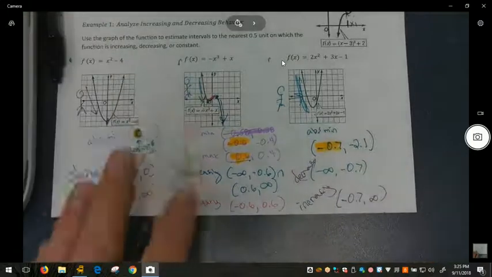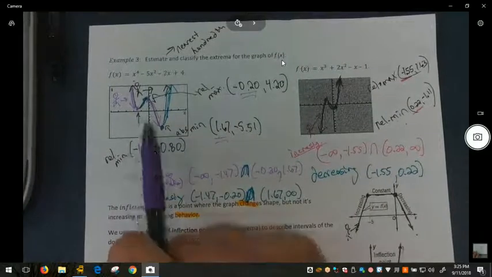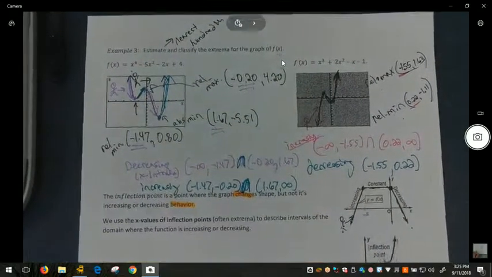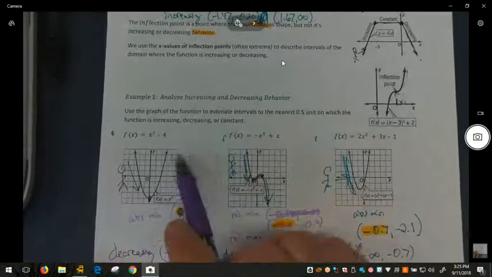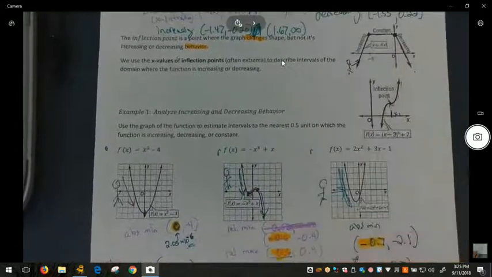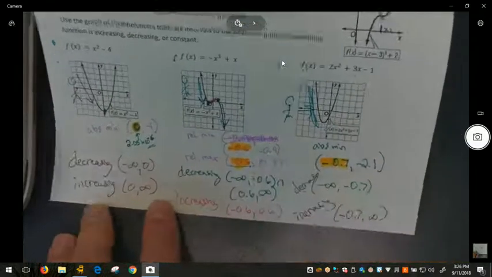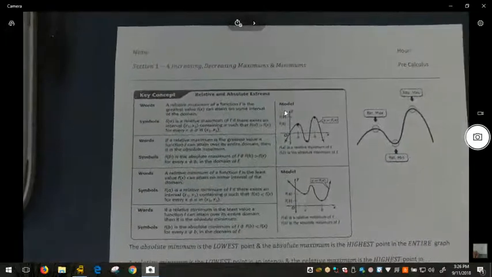Again, the learning targets for this lesson were to be able to classify and estimate the extrema, the relative and absolute maxima and minima, and also to be able to analyze the graph as increasing or decreasing or constant and write those intervals, those domain intervals in interval notation. This concludes the video lesson for these learning targets in lesson 1.4.